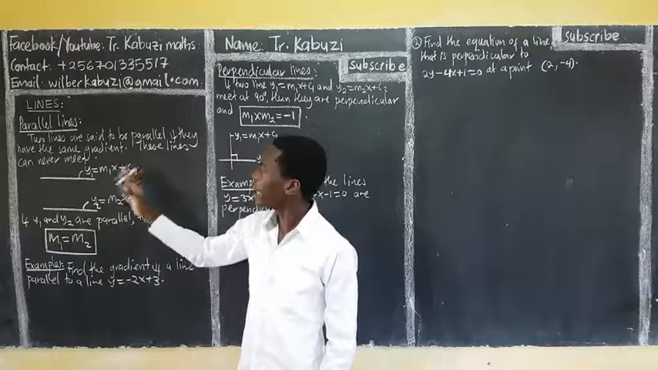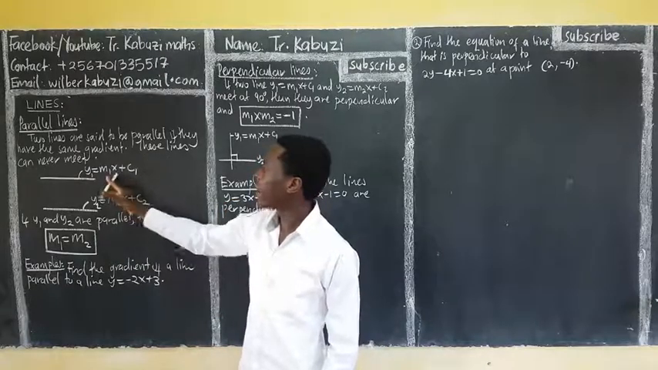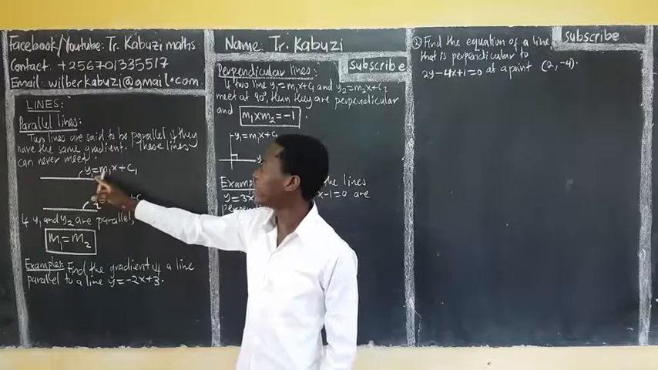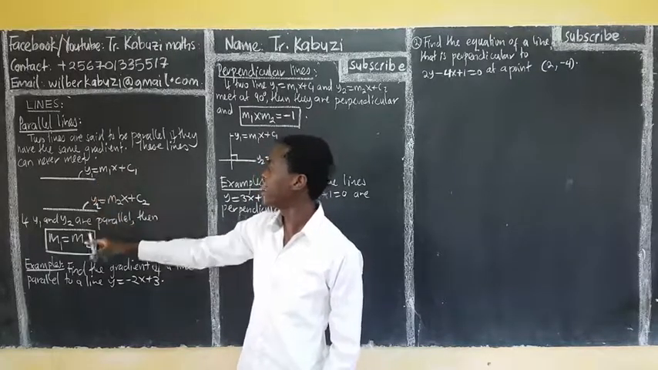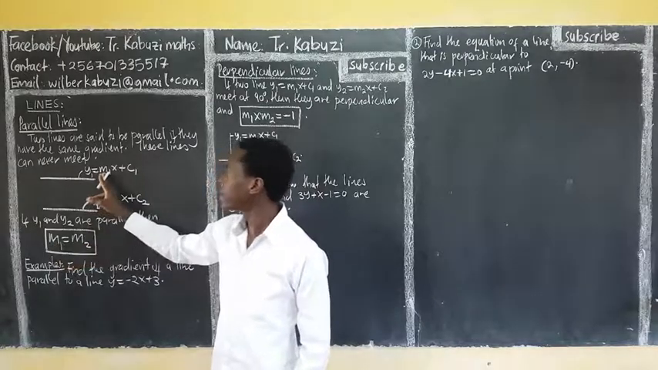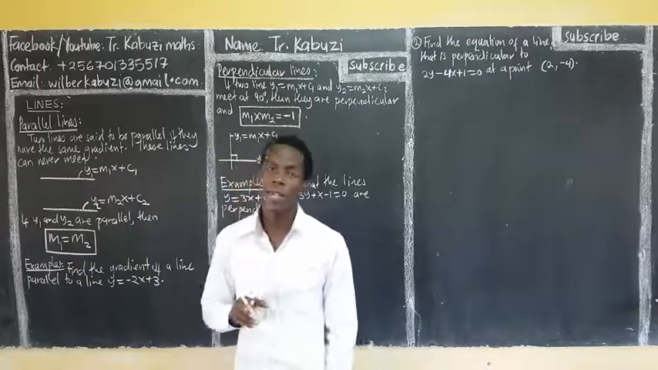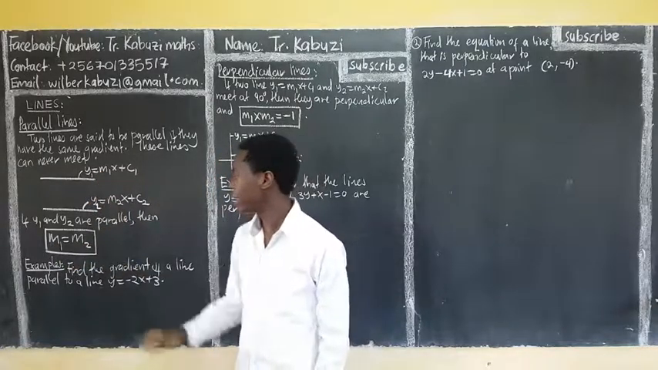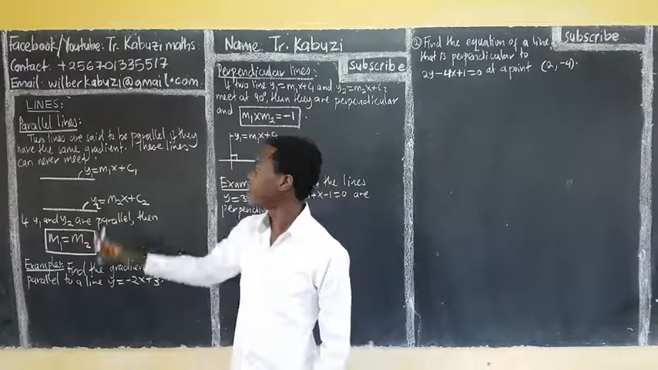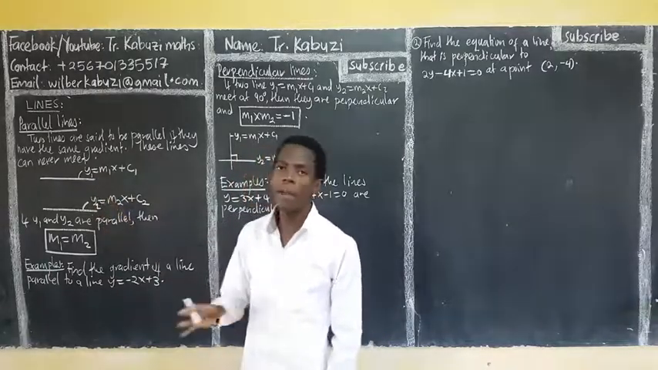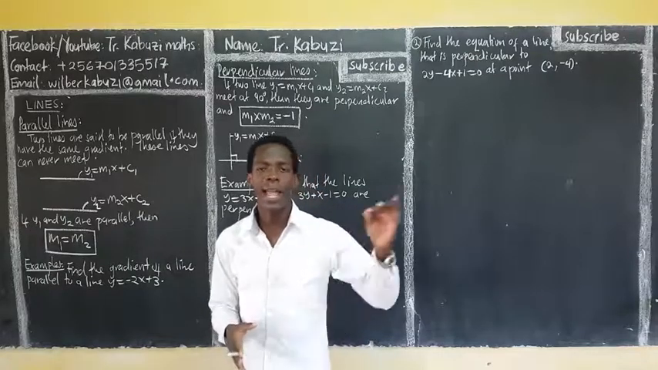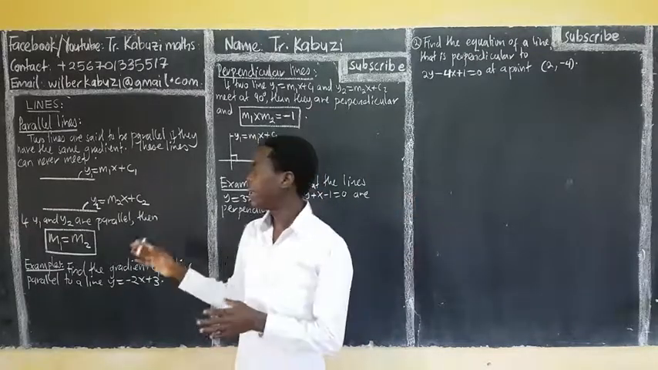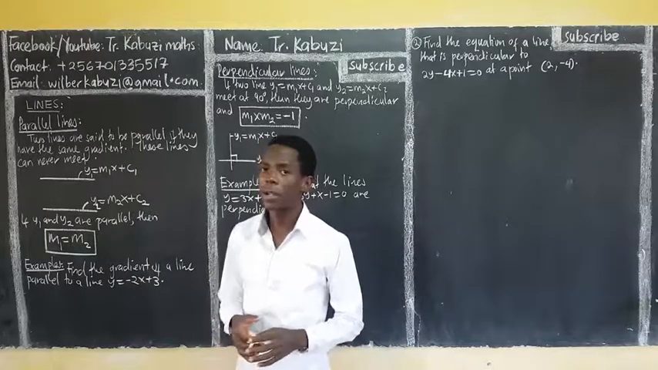Parallel lines can never meet. Now, if they are parallel, their gradient should be equal. So assuming this is the first line and this is the second line, if these two are parallel, it means that the gradient of this line is equal to the gradient of the second line as we see there. In simple terms, m1 is equal to m2. So parallel lines have equal gradients. That is the condition they can use to test you in some questions about finding the gradient of the line.